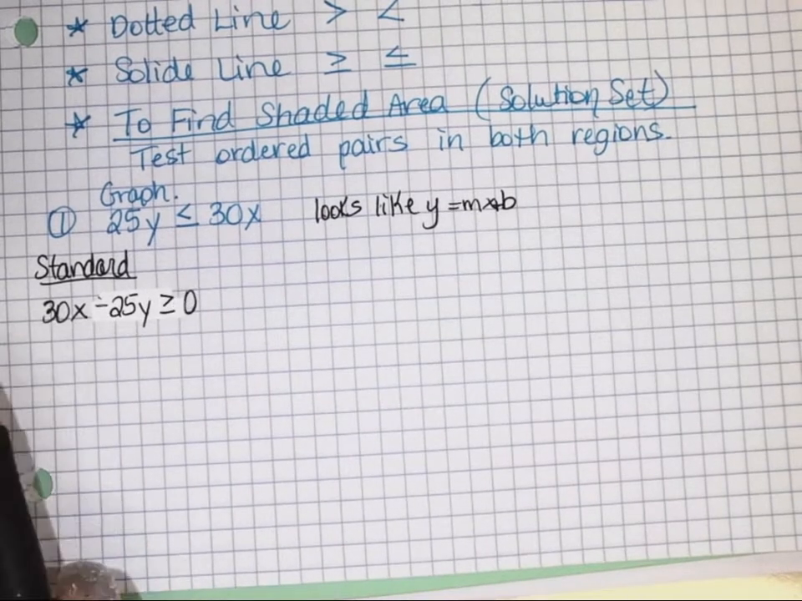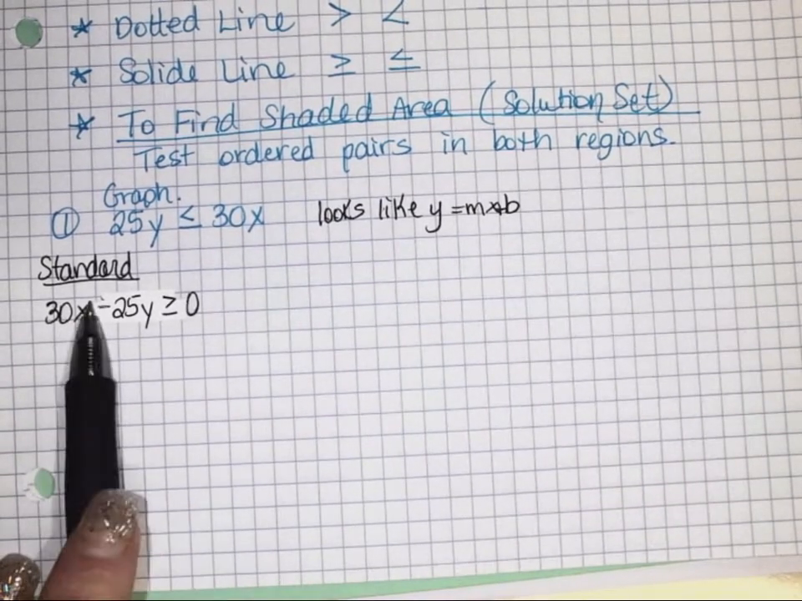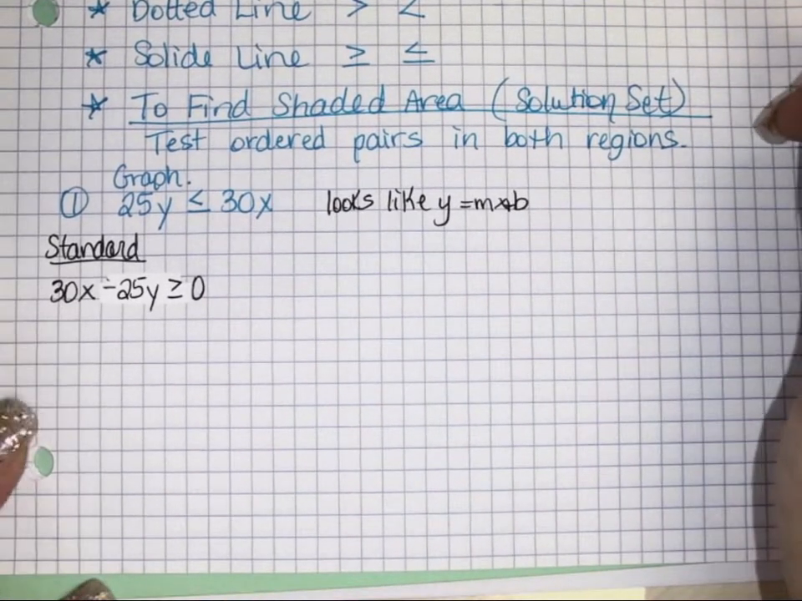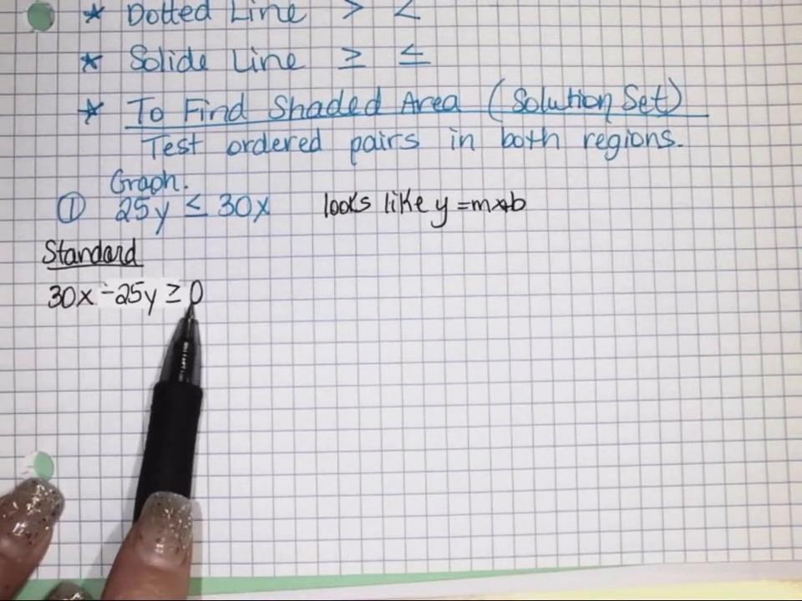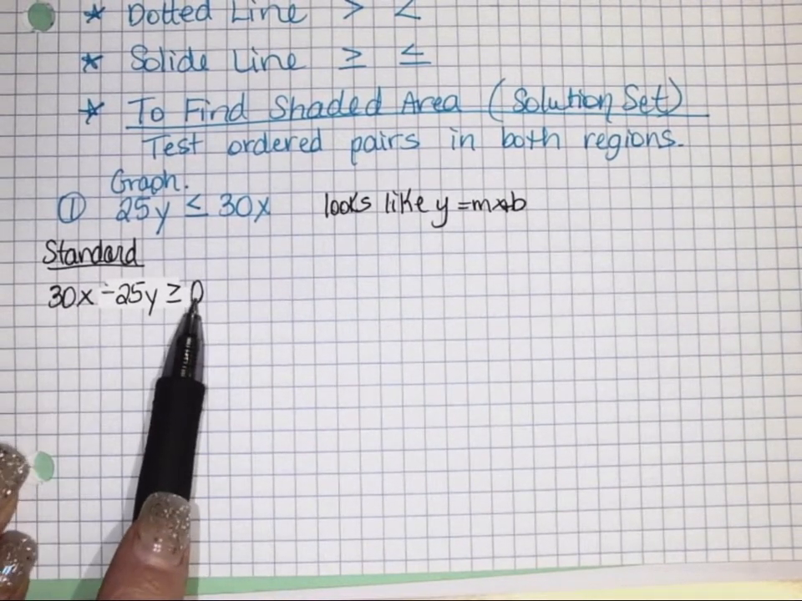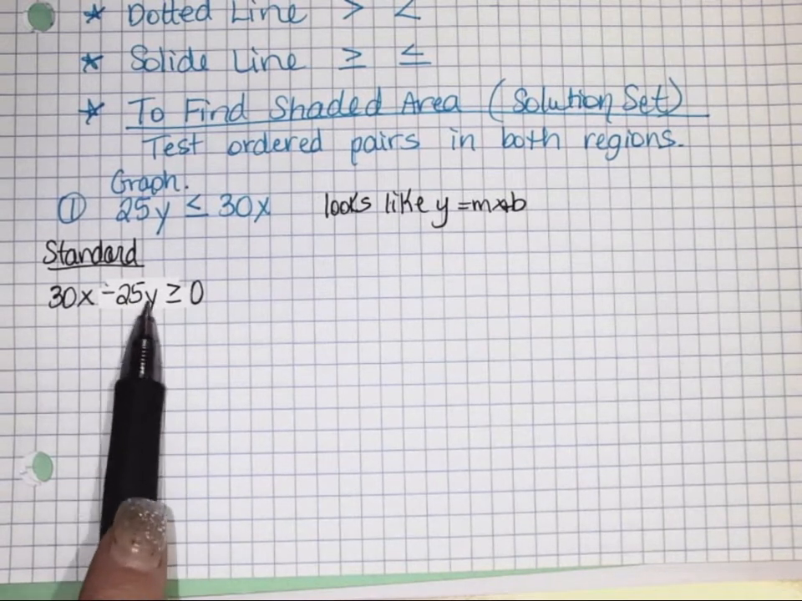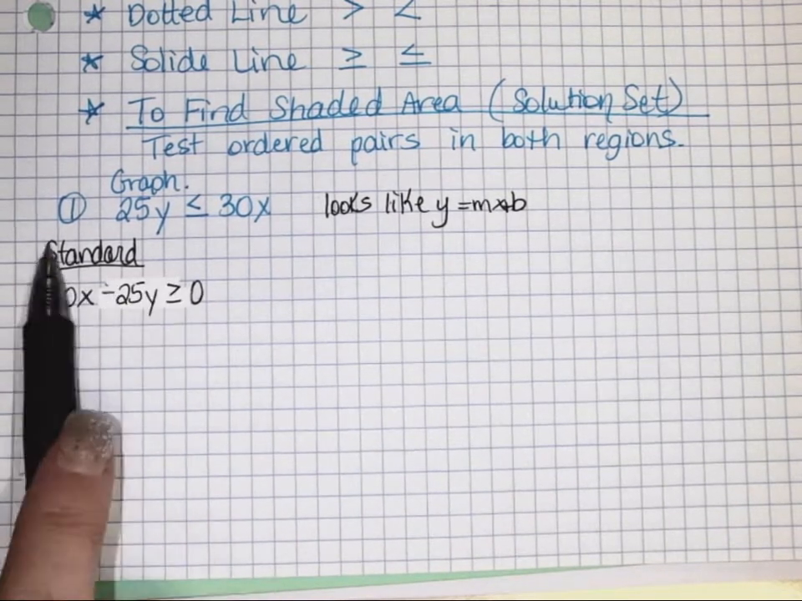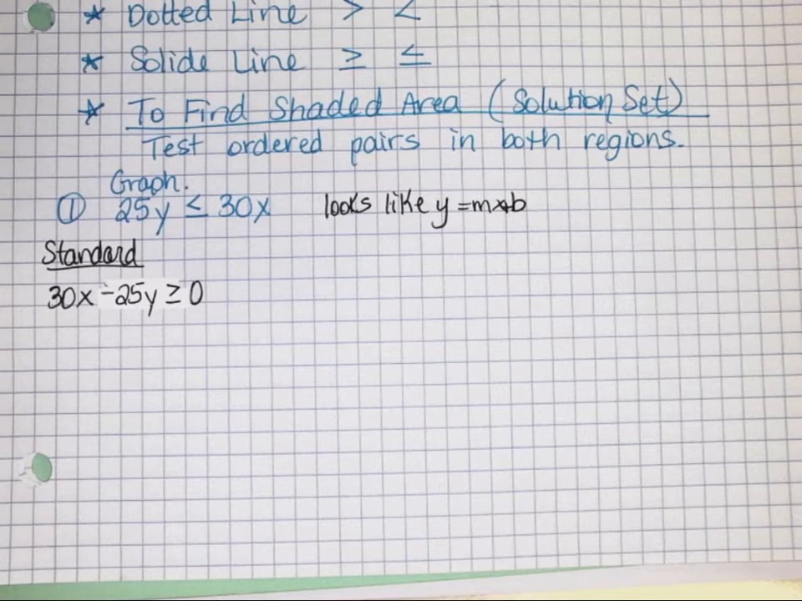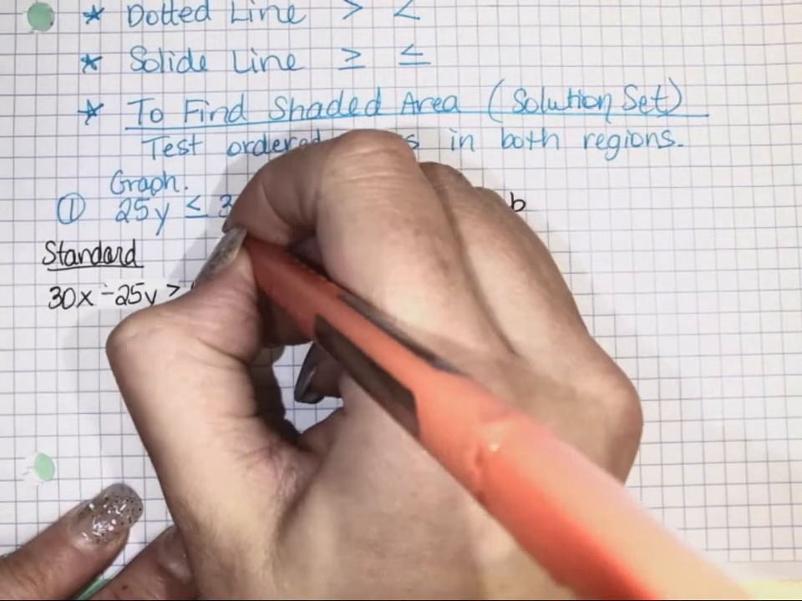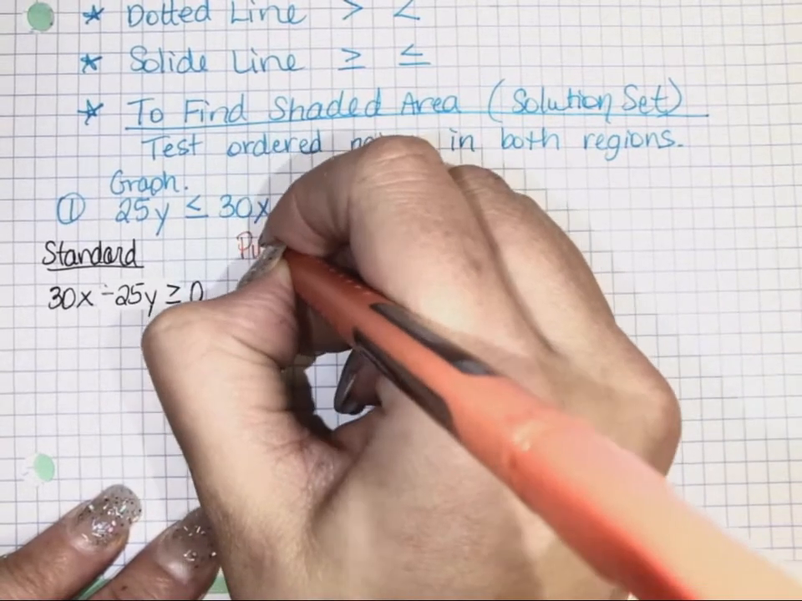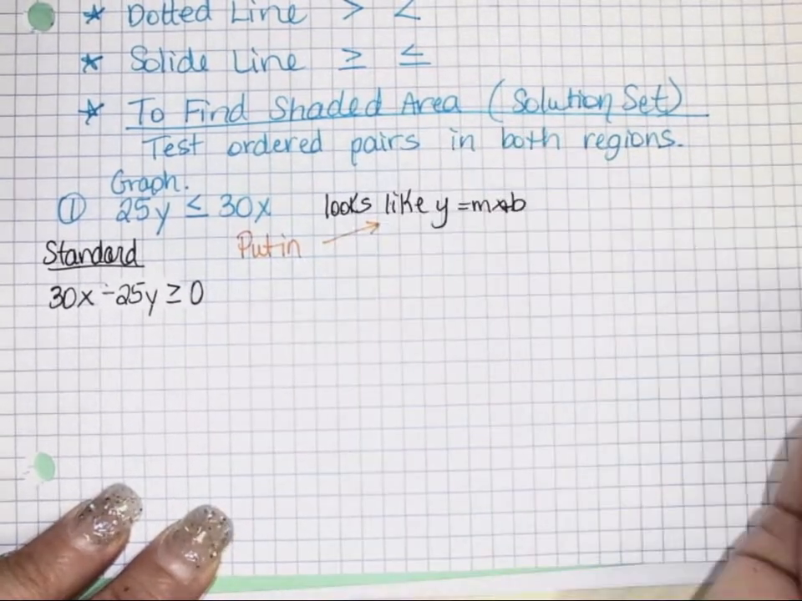But anyway, if I were to find my x-intercept and my y-intercept, notice that they would actually be 0. Because if I set 30x equal to 0 and solve, I'm going to get 0. Negative 25y equals 0, solve, I'm going to get 0. So that really gets us nowhere. So you definitely want to put it in y equals mx plus b.